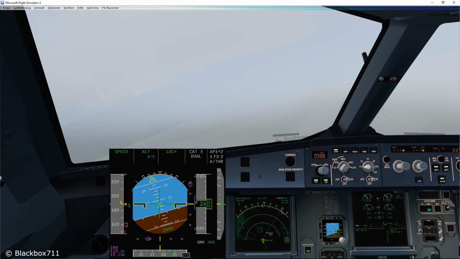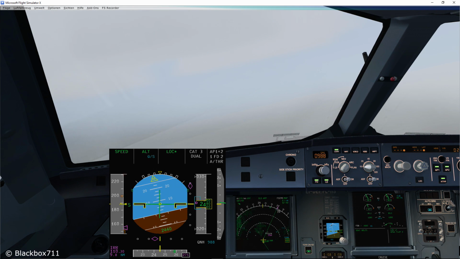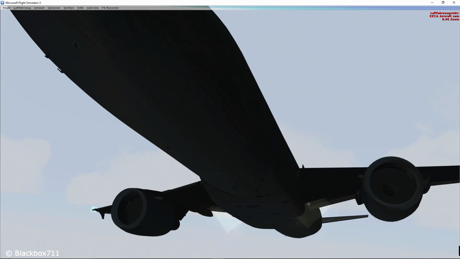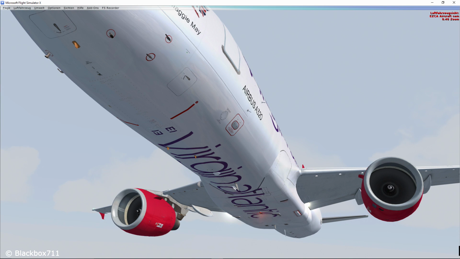You can see it on the navigation display. We have some pretty strong wind gusts as well. Now, since there's a possibility of wind shear, I've decided to do a config 3 approach, which will increase the climb performance.